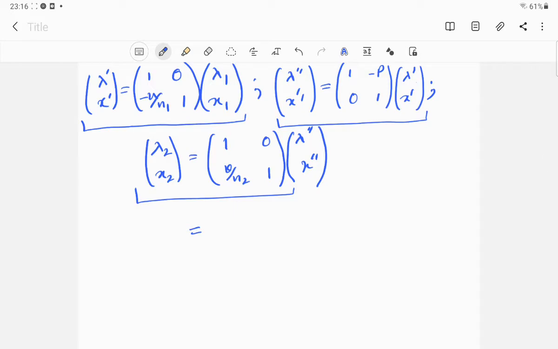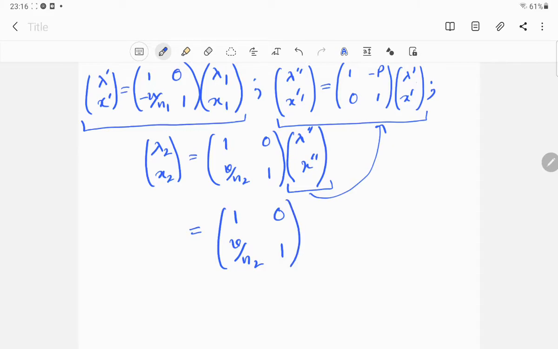So if we combine all of this, what happens? So you see, this one will come from here, so it will be 1 0 v by n2 1. So lambda double dash x double dash means 1 minus... you need to be very careful while writing the matrix, they should not touch each other, letters, there should be a gap. Okay, then lambda dash x dash.